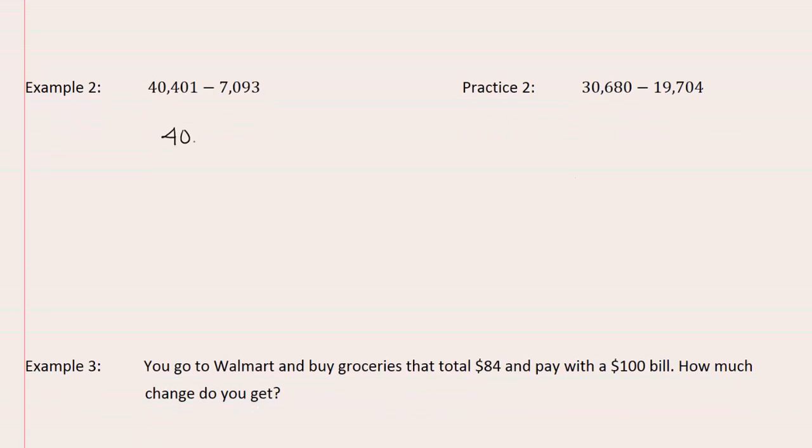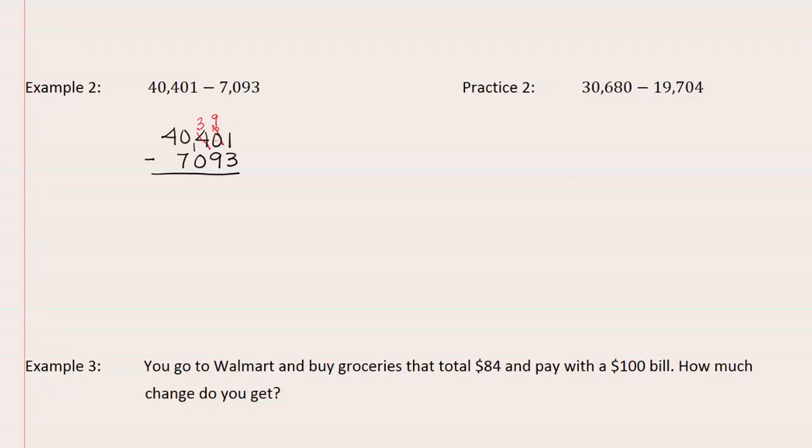So we have 40,401 minus 7,093. Okay, so 1 minus 3, need to borrow. When I look to the digit next to it, there's nothing there, so I can't borrow from it. So I'm going to have to borrow from the digit in front of that one. So I need to borrow from the 4, which becomes 3. When I give that 1, or the 10, to the 0, I now have 10 there, and now I can borrow from that 0, because now it's a 10.